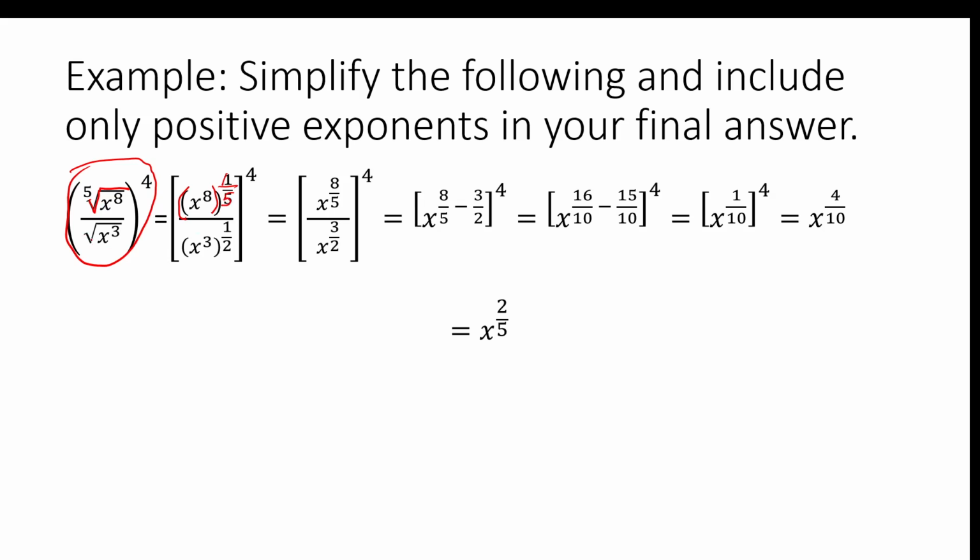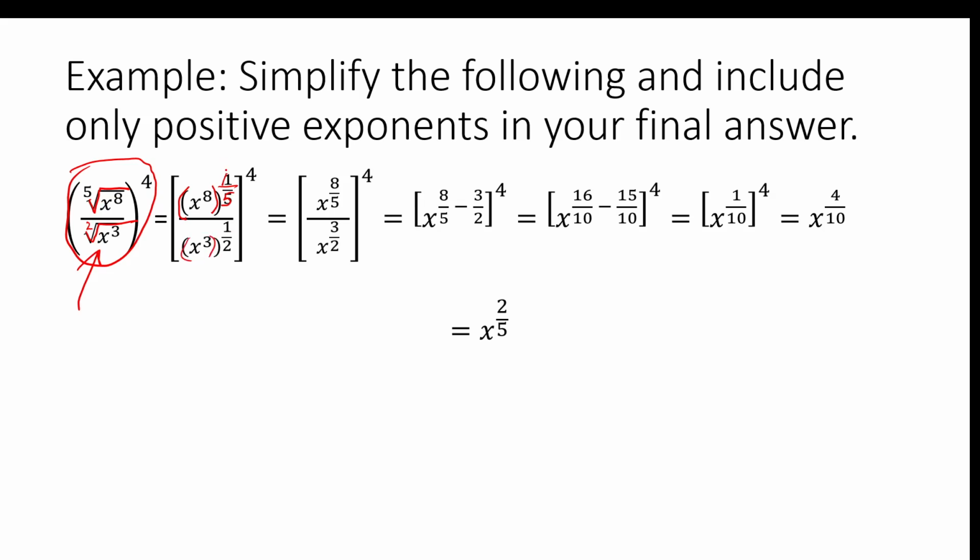Underneath, we have the square root of x to the 3. If you just have a radical like that and you don't see any number indicating which root it is, it's the second root. So instead of saying square root or second root of x to the 3, we can call it x to the 3 to the 1/2.